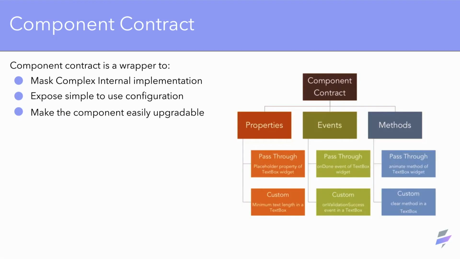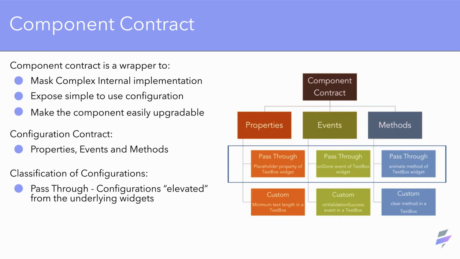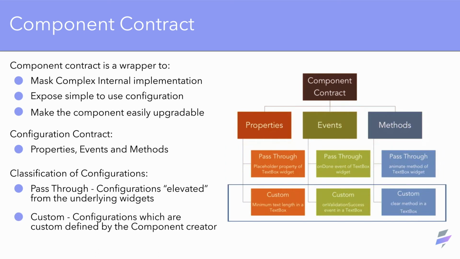Before we do that, let us dig a little deeper into how a component contract is defined. A component contract is a wrapper on a component which masks the complex implementation of the component, exposes a simplified set of configurations, and allows for easy extension and updates to the component. The contract allows a component creator to define the component properties, events, and methods. The properties, events, and methods can either be passed through, where the configuration is elevated from the existing widget, or can be custom configurations defined by the creator of the component. Volt MX version 9 provides extensive tooling for component creation and management.